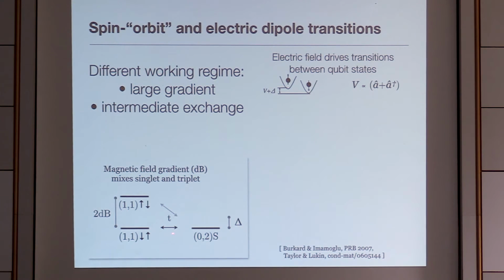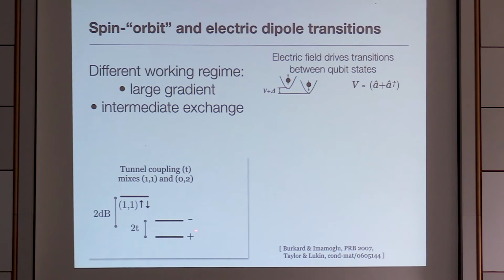Now, I still have allowed tunneling between these two states and the singlet configuration, but of course, one can be near resonant where the other is quite far off resonant. And so the tunnel coupling now starts to mix those two states. And that's a charge superposition.